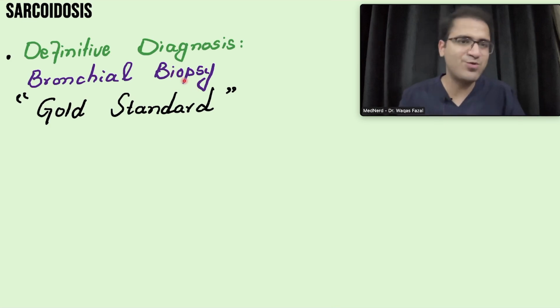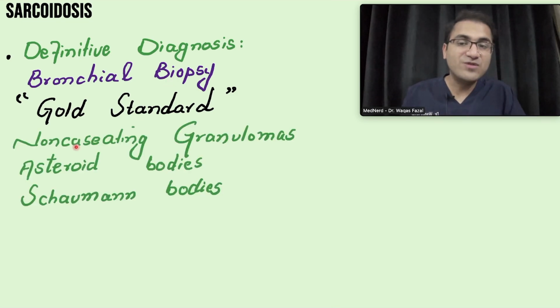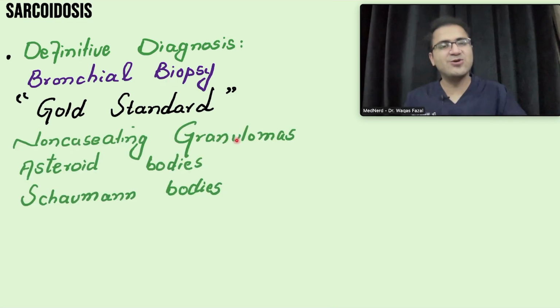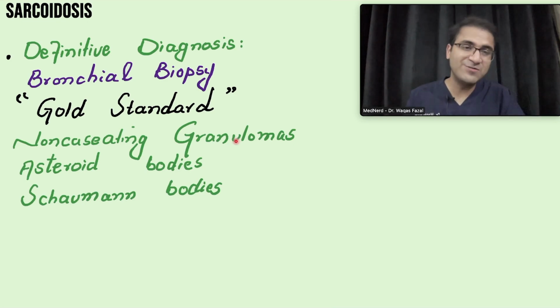Biopsy is the most important investigation. You go inside the lungs, you take the biopsy, and when you look at it under the microscope, you will see non-caseating granulomas. This is diagnostic. Remember, the most important investigation is biopsy to diagnose sarcoidosis. Initial investigation is chest X-ray. Non-caseating granulomas will be there.